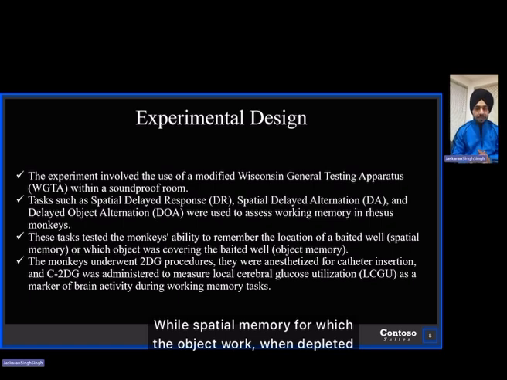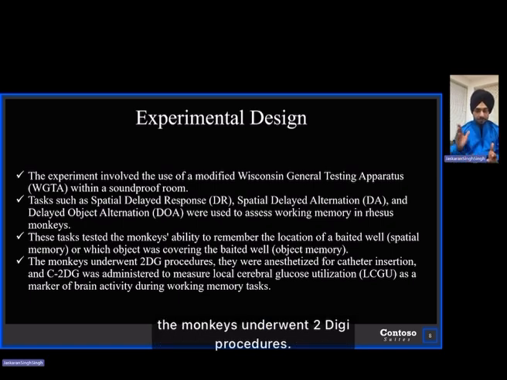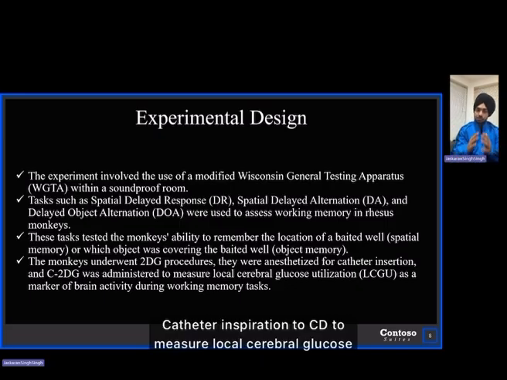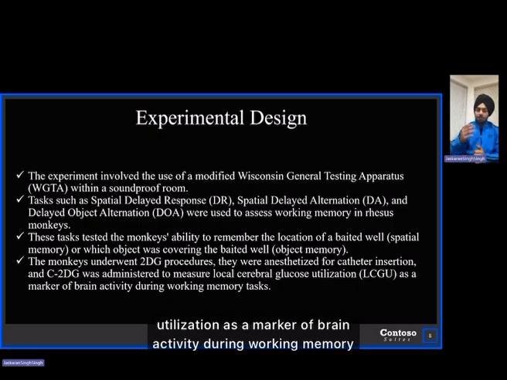The monkeys underwent two 2-DG procedures. They were anesthetized, a catheter was inserted, and 2-DG was administered to measure local cerebral glucose utilization as a marker of brain activity during working memory tasks.